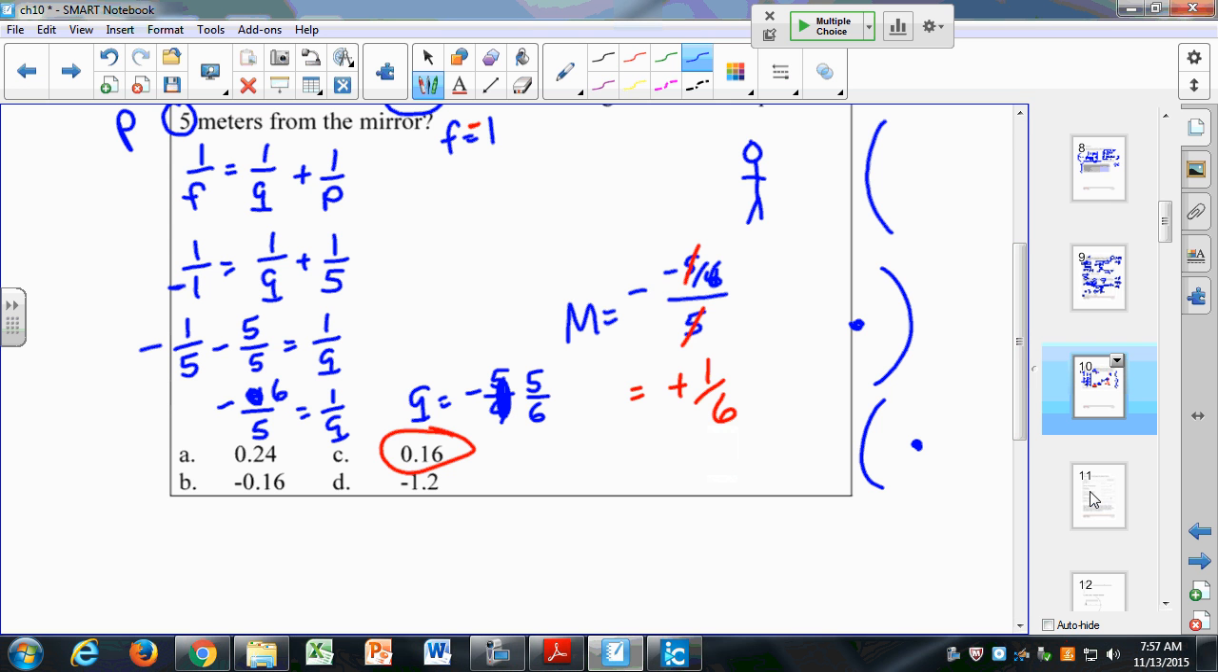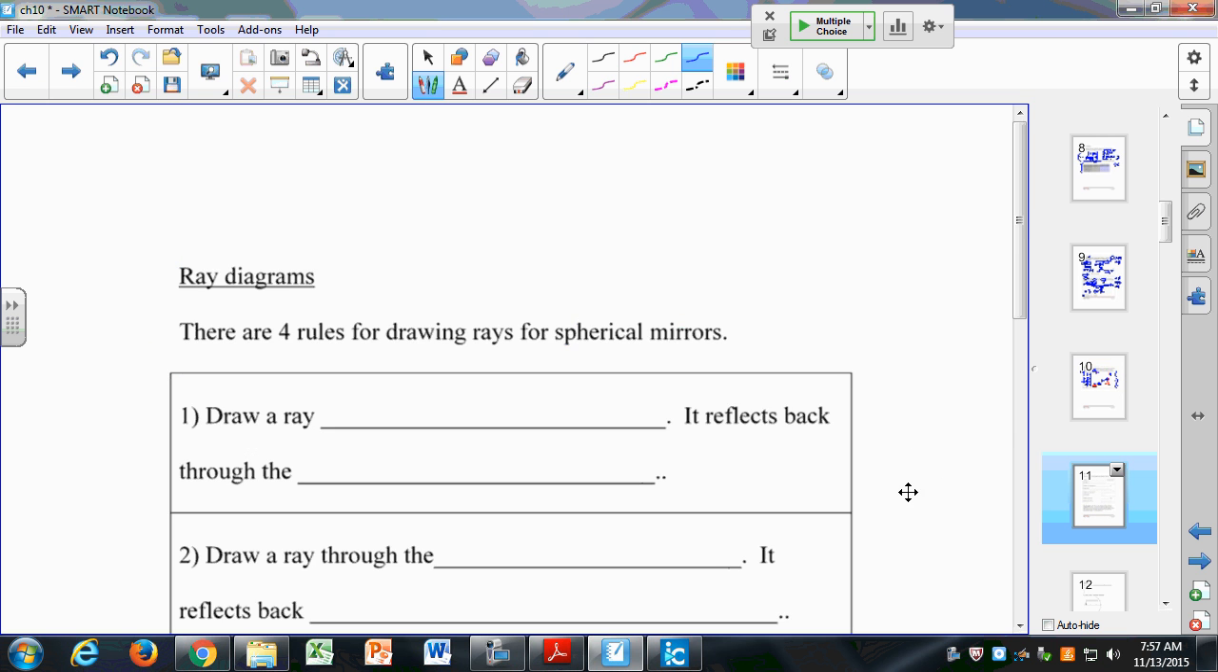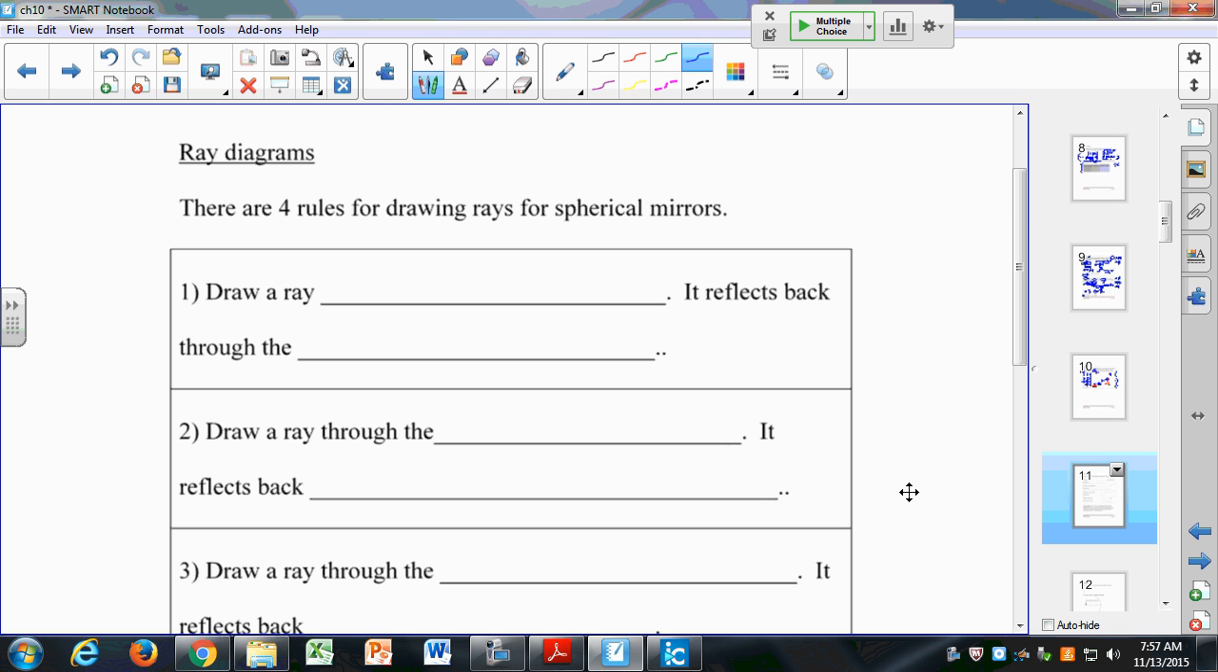We're going to see some very similar problems with lenses. I think we're going to skip ray diagrams for mirrors so that we can wrap up this chapter on Monday and then have Wednesday for review. So we'll skip ray diagrams for mirrors. There are also a few homework questions where you have to trace ray diagrams for mirrors.